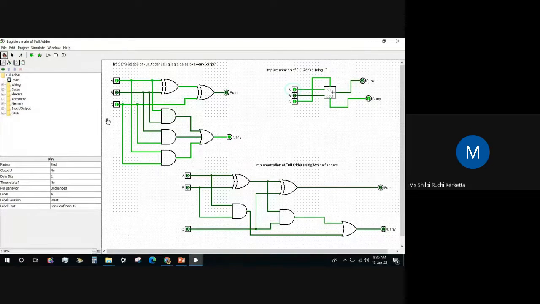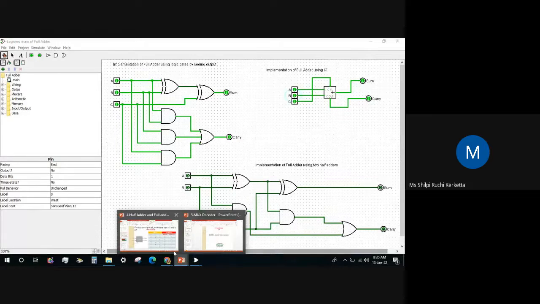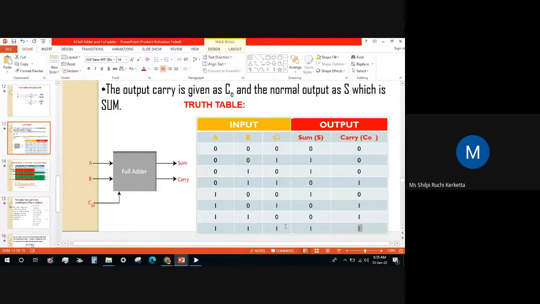Okay. But what if three ones are there? 1 plus 1 plus 1 will become 1, 1, because we are getting a 3 in binary. So the sum will become 1 and the carry will also become 1. For 1, 1, 1, the sum should be 1 and the carry should also be 1. Okay. Any doubt till here?